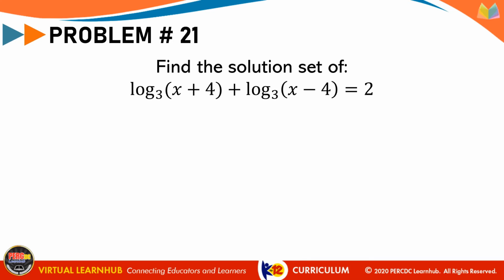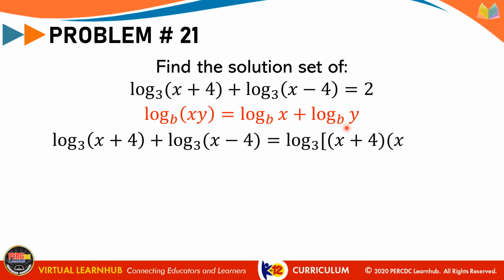Problem number 21. Find the solution set of log of x plus 4 to the base 3 plus log of x minus 4 to the base 3 equals 2. Using this property, log of xy to the base b is equal to log of x to the base b plus log of y to the base b.